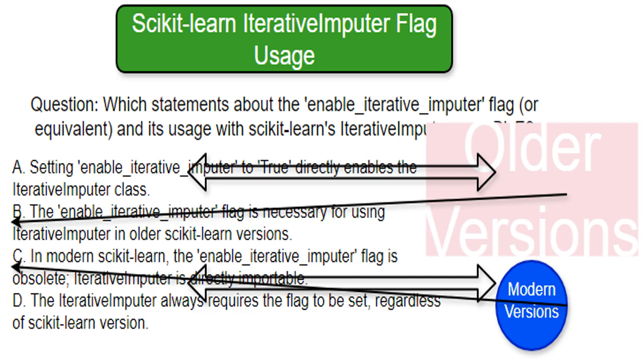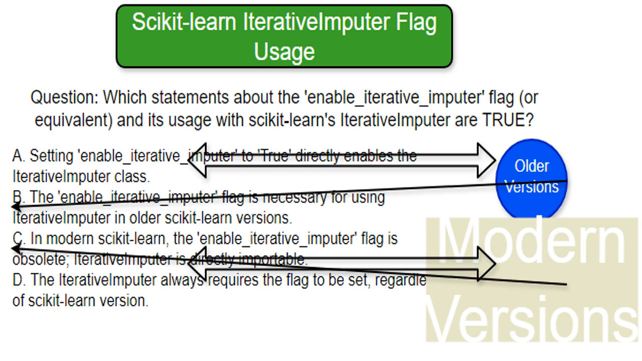In older versions of Sklearn, iterative imputer was experimental. You needed a special setting, like the enable_iterative_imputer flag, to use it. Think of it like needing a special key to unlock a beta feature in a video game. It's like, hey, iterative imputer is cool, but it's still under development, so you need this extra step to access it. Nowadays, iterative imputer is a regular part of Sklearn. No special flags are needed. It's like that beta feature is now officially in the game. You can just use it. That extra key is no longer required.